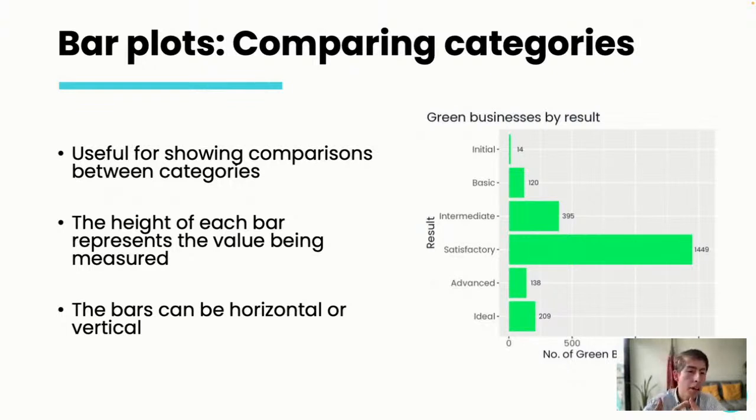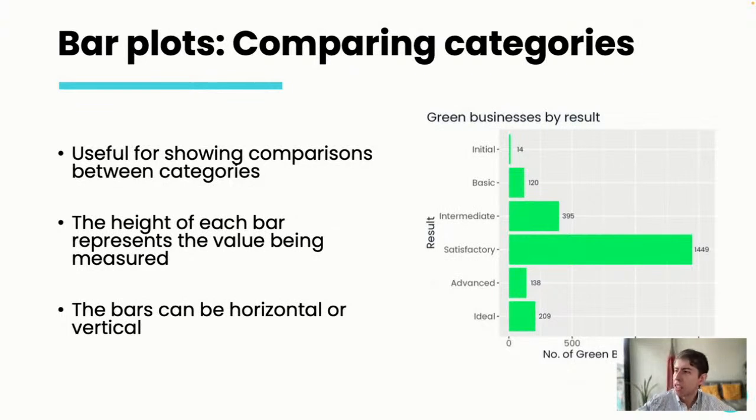So in this case, there's a variable in the green business dataset that details the performance of said business based on some criteria that the Ministry of the Environment defined. And based on the success rate on those indicators, the ministry defines the results of these green businesses in these categories: initial, basic, intermediate, satisfactory, advanced, and ideal. So these are not numerical variables or time variables. These are just some categories, some text, or some finite ways in which you could separate your observations.